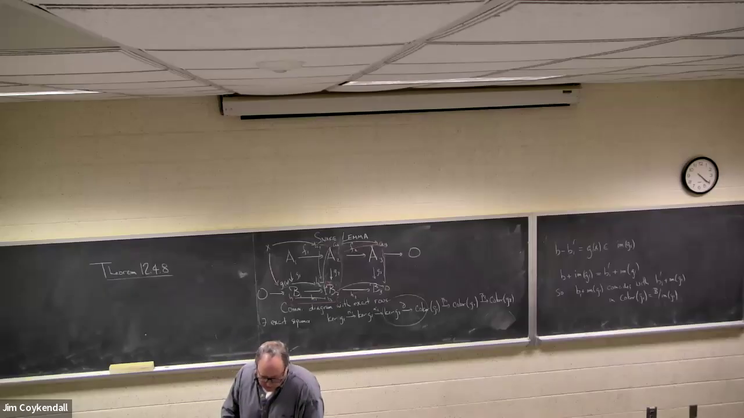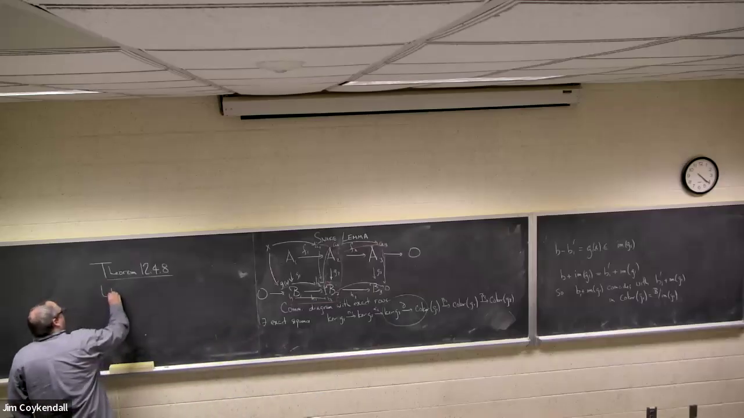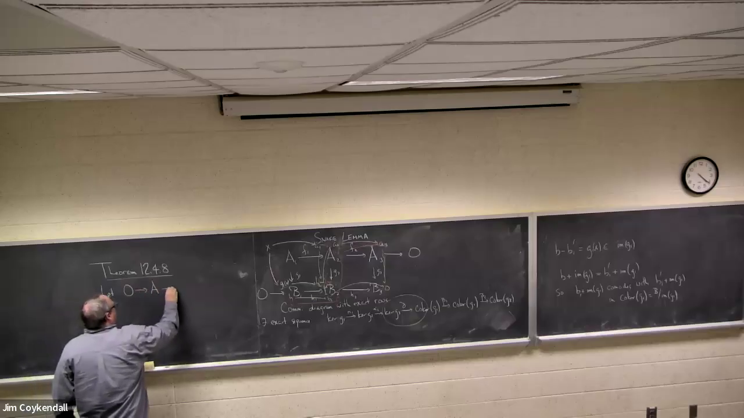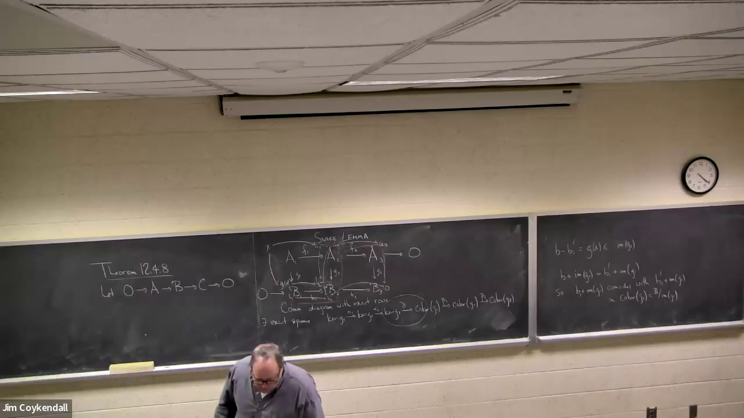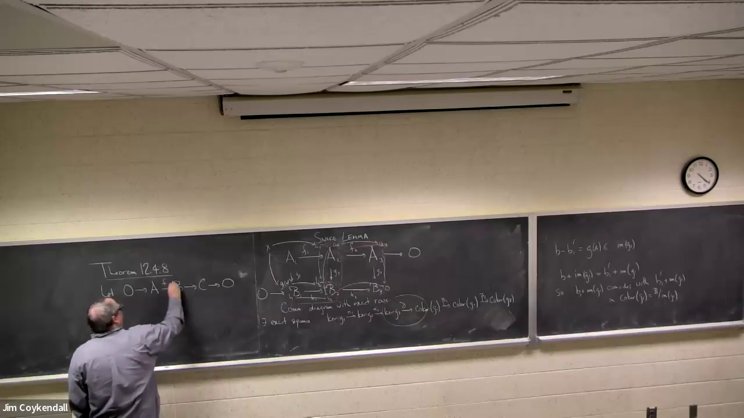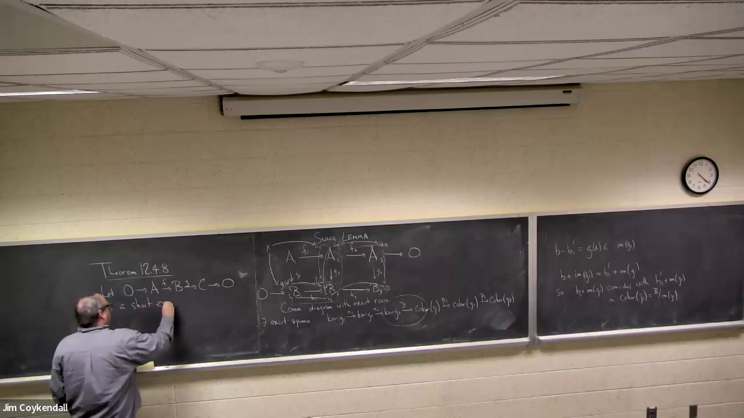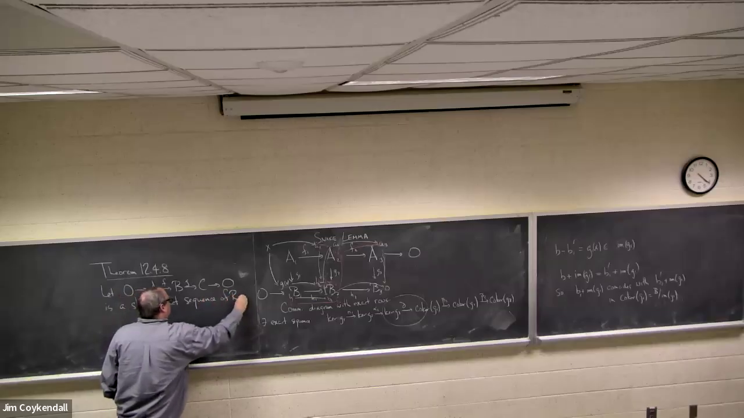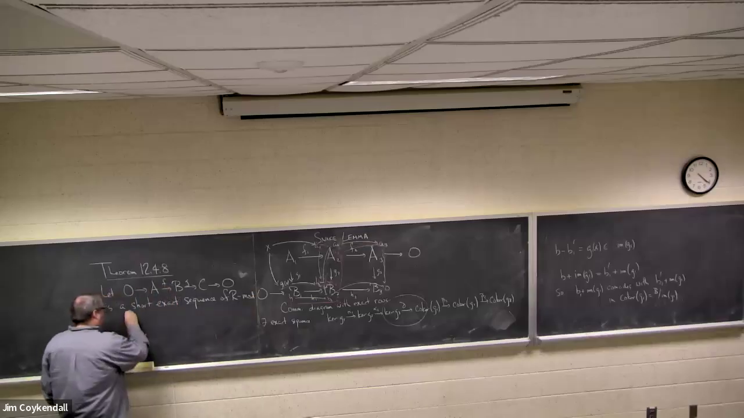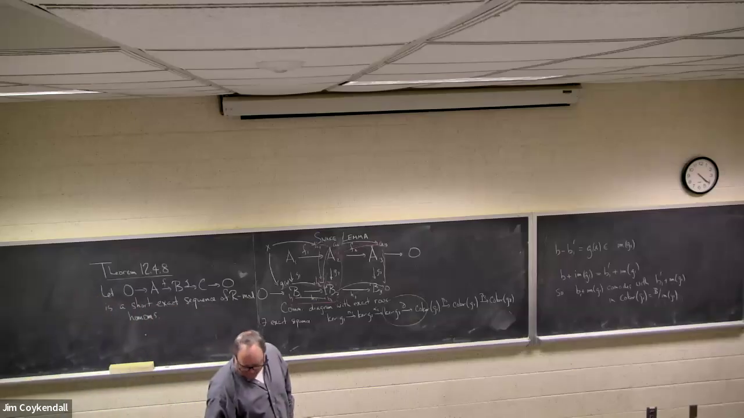Suppose R is a ring and we have a short exact sequence of R module homomorphisms: 0, A, B, C, 0. I want this to be a short exact sequence of R module homomorphisms. The following conditions are equivalent.